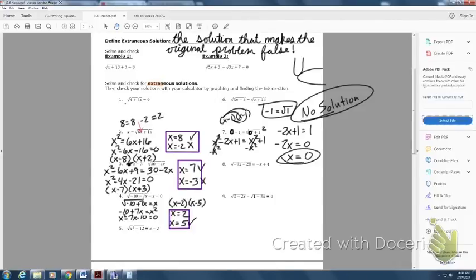Whenever I plug in 2, what is 7 times 2? Minus 10. The square root of 4. 2. So that side gives me 2. That side gives me 2. So do I have an extraneous solution? No, both work. I have a question.